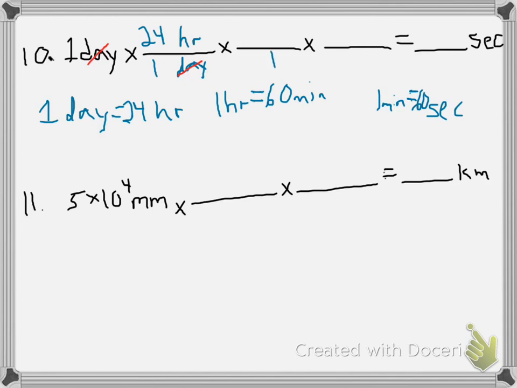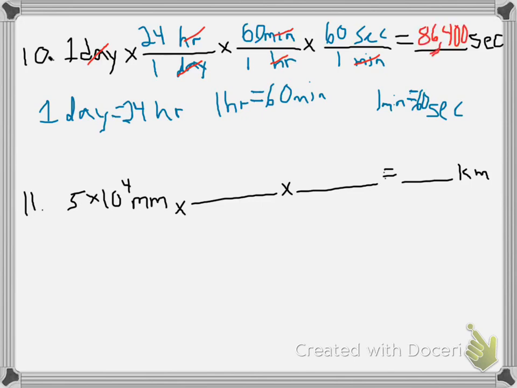So now that I have hours, I want to get rid of hours. So hours goes in the denominator. And I can convert hours into minutes. So I'm going to have 60 minutes is equal to 1 hour. So now my hours cancel out, and I'm left with minutes. So now minutes goes in the denominator, so I can cancel that out. And I need to end up with seconds, so that will go in the numerator. And I know 1 minute equals 60 seconds. So now I can multiply all of these across. I'll multiply all my numbers across, and I will get my amount of seconds.